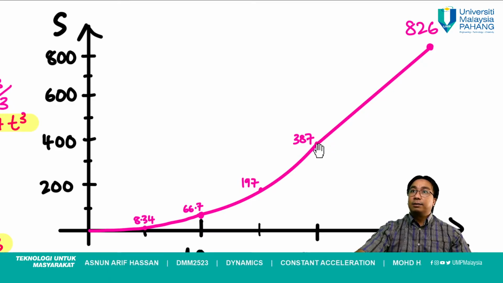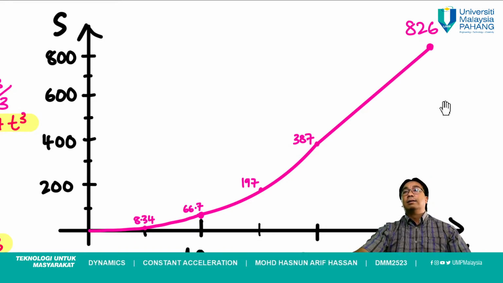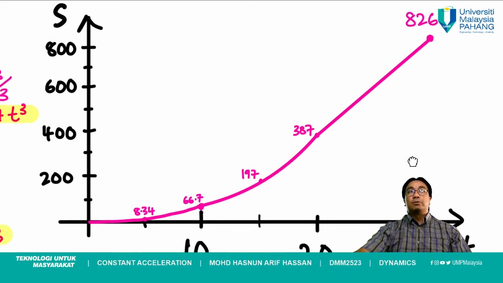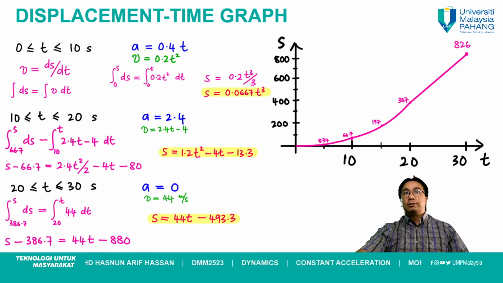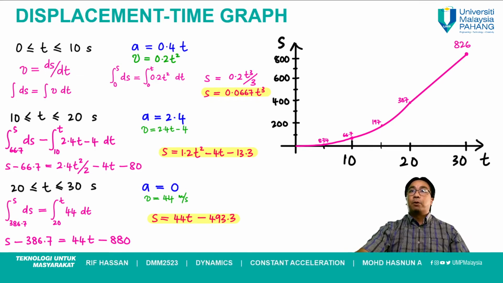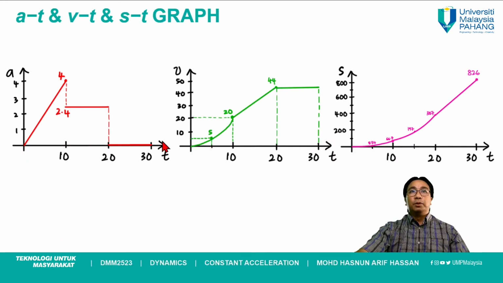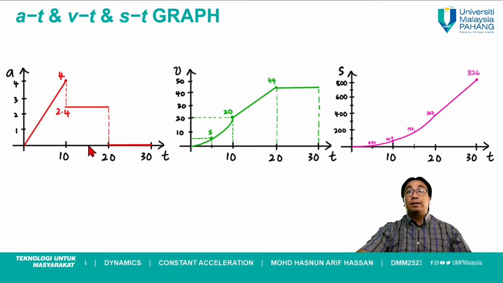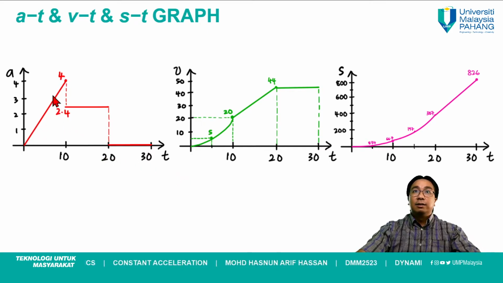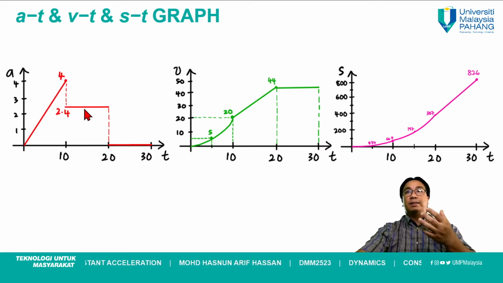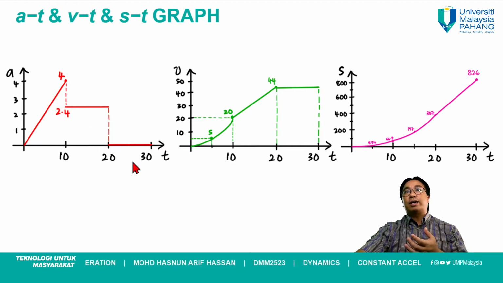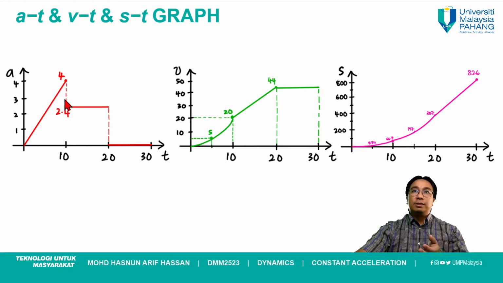So you can then just draw a straight line from 387 straight to 826. So this will be the displacement versus time graph for this particular problem. When you put them together side by side, you will see, oh, this is the acceleration pattern. From the graph you will see the pattern.